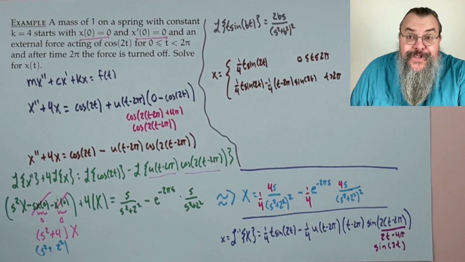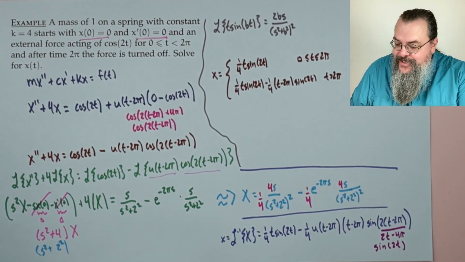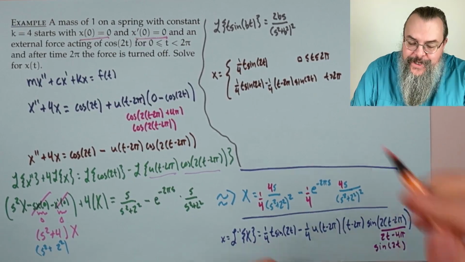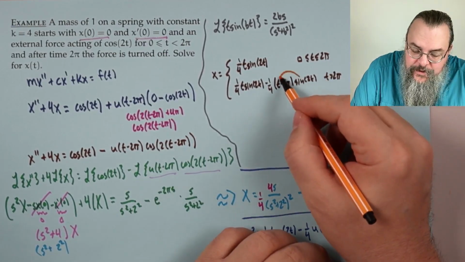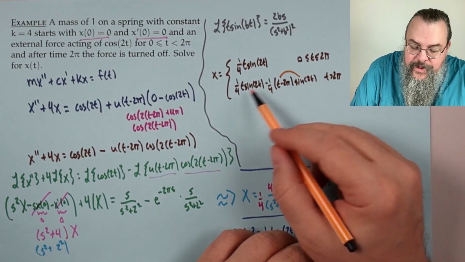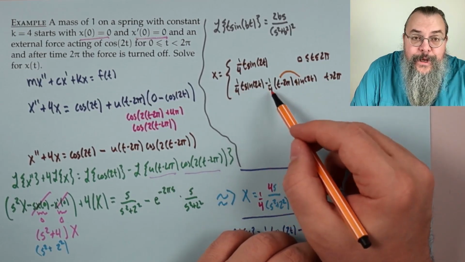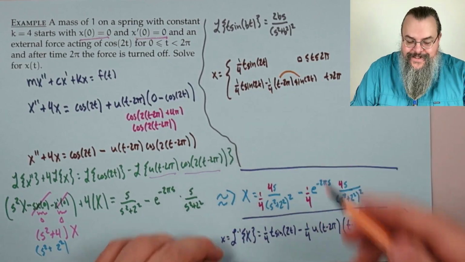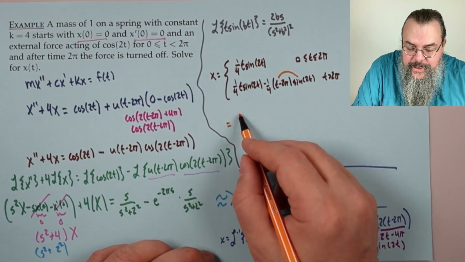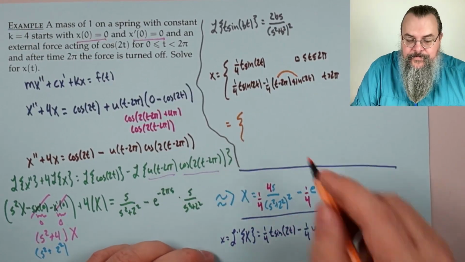Well, does this clean up? And the answer is yes, because I think it's really pretty here. If you distribute through, you'll get t sine 2t times a fourth. Here's t sine 2t times a fourth. The minus means they cancel. So we end up with the following piecewise function.